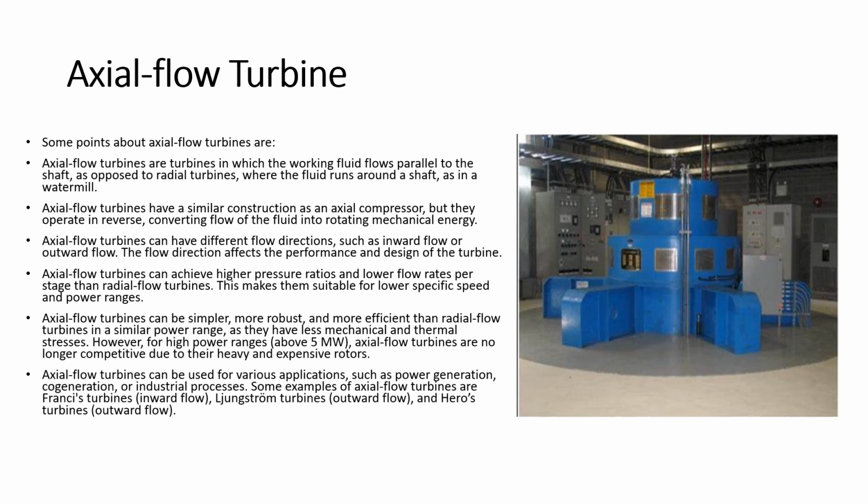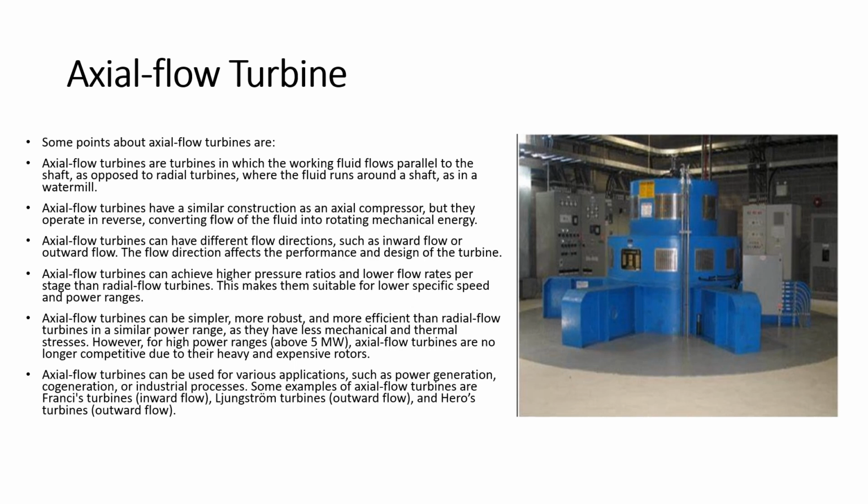Axial flow turbines can have different flow directions, such as inward flow or outward flow. The flow direction affects the performance and design of the turbine. Axial flow turbines can achieve higher pressure ratios and lower flow rates per stage than radial flow turbines. This makes them suitable for lower specific speed and power ranges. Axial flow turbines can be simpler, more robust, and more efficient than radial flow turbines in a similar power range, as they have less mechanical and thermal stresses.